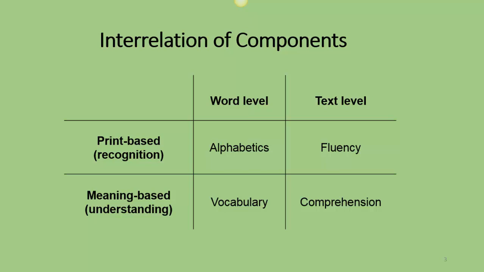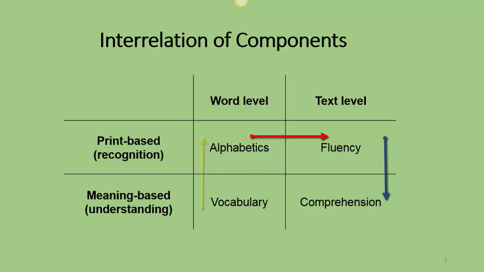Readers must rely on alphabetic knowledge and decoding skills to be able to read unfamiliar words. Without that, they won't be able to decode in order to read fluently. And without fluency, readers will spend so much time trying to recognize individual words. Fluency affects comprehension because if you read so slowly, by the time you get to the end of the reading, you cannot remember what you read.